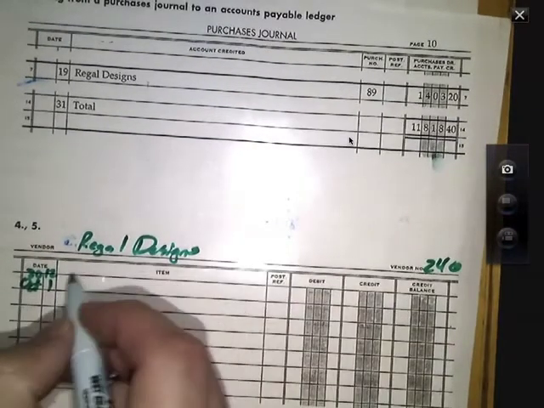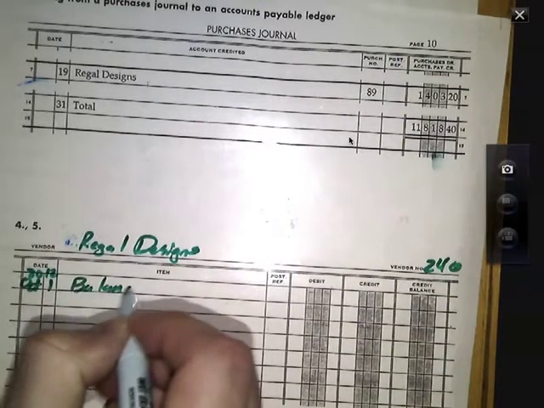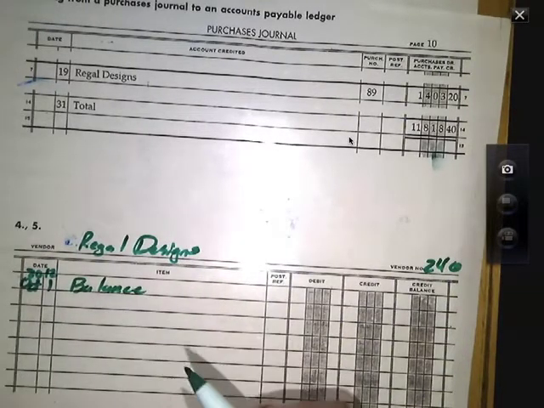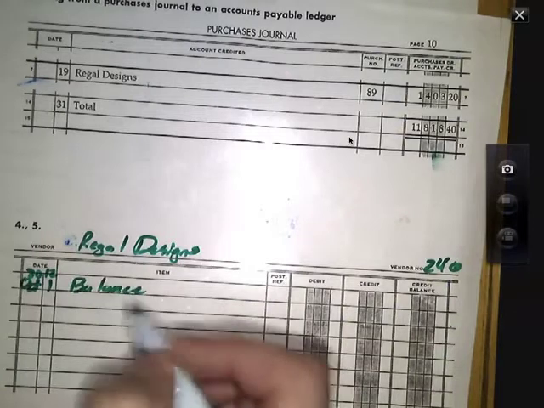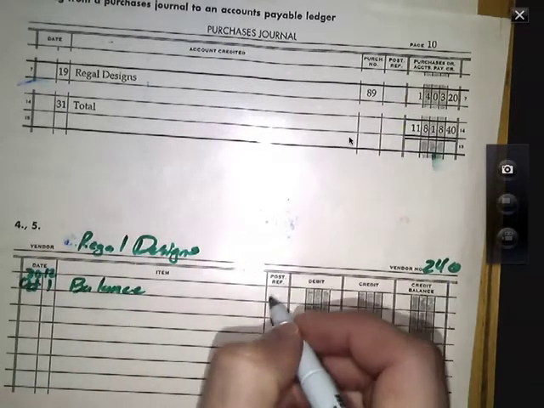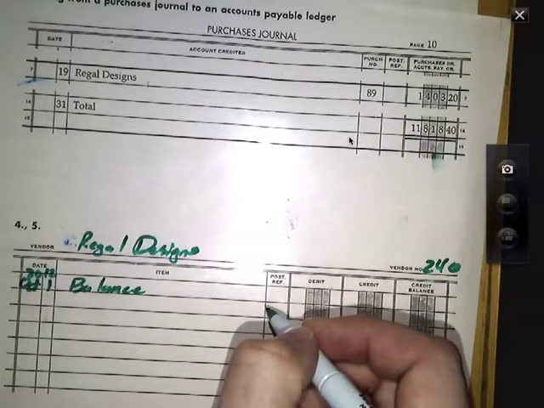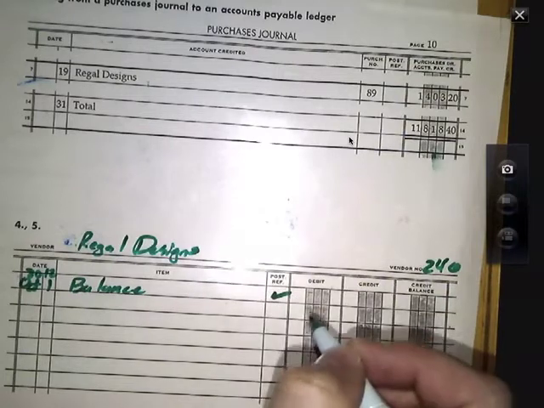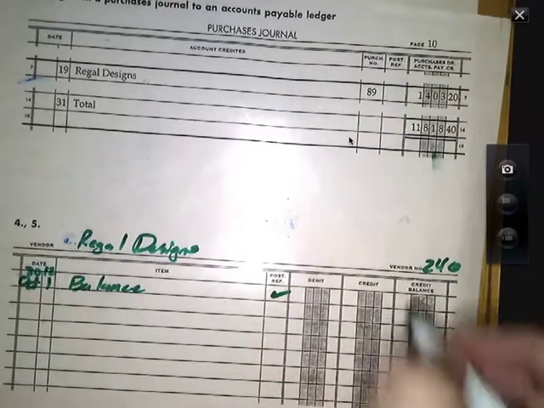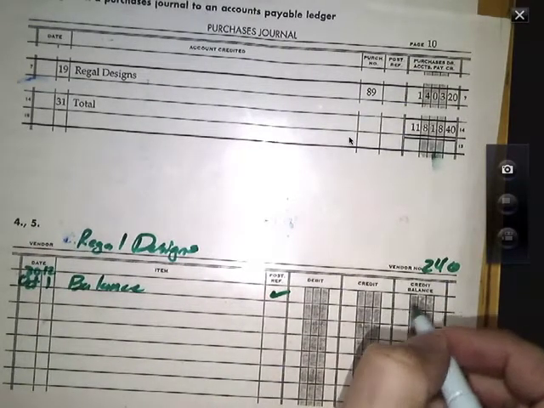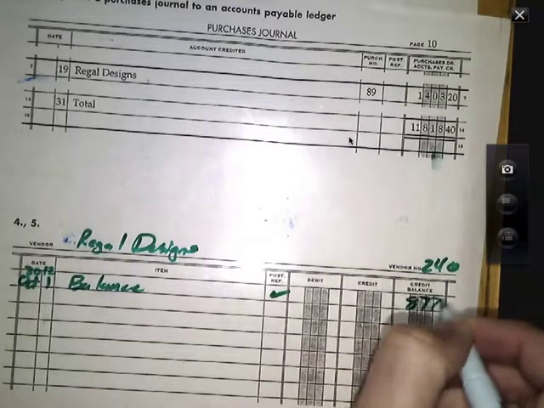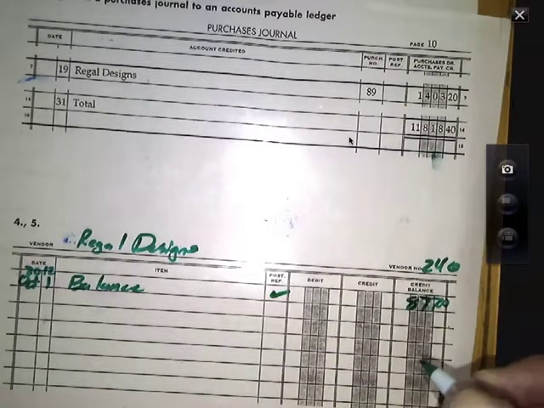This is the balance. So we're going to put balance in here. That's the only time you'll put anything in here this year, is when it gives you the balance in the book. Write balance in there. So it's given us that. So what do we have for post-reference? Nothing. Yeah, we'll put a check mark in there. So the balance is how much? $877. So 87700. All right.